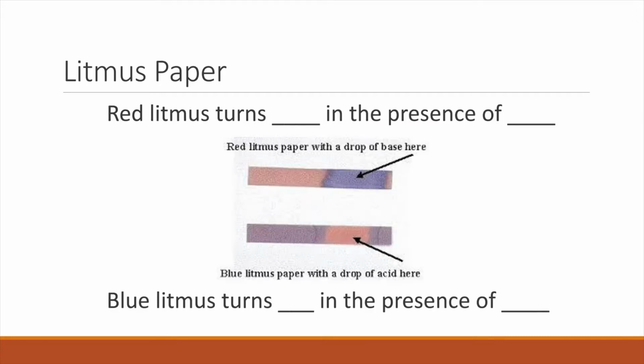So litmus paper, there are two types of litmus. There's red litmus paper and blue litmus paper. So red litmus turns blue in the presence of a base. That's easy to remember because they both start with B. Bases are blue. Blue litmus will turn red in the presence of acid. So in this picture here, you can see on the top I've got red litmus paper with a drop of base. Here I've got blue litmus paper with a drop of acid that's turned it red.